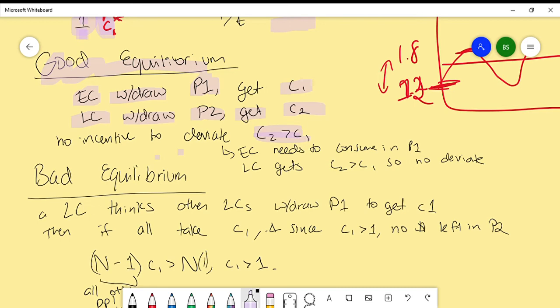So they can't really take it out in period 2. The late consumers get a benefit where C2 is bigger than C1, so because of that, they do not deviate. Okay, cool.